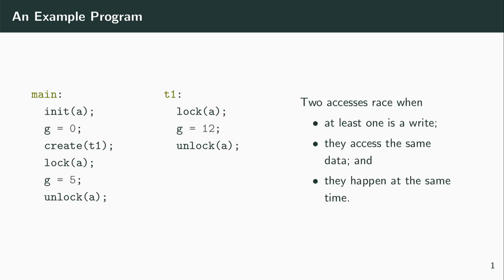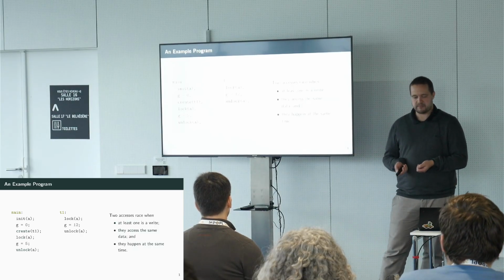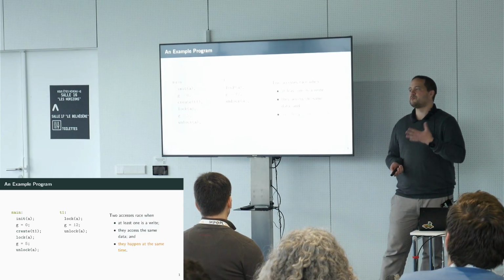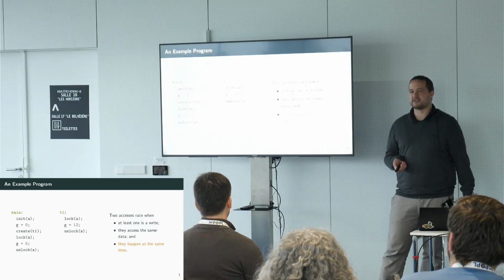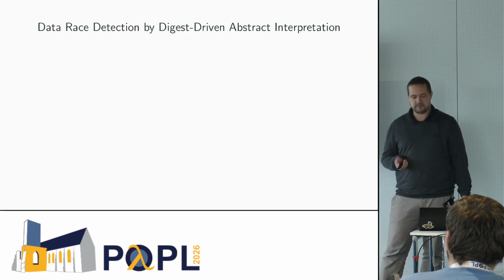Now, one of the questions that we might ask ourselves about this program is: is there a data race in this program? The classical definition of data race is that two accesses in a program race if at least one of these accesses is a write, if they access the same data, and if they can somehow happen at the same time. In this work, we're focusing on the last aspect of this. So we're deciding whether two accesses can potentially happen at the same time.